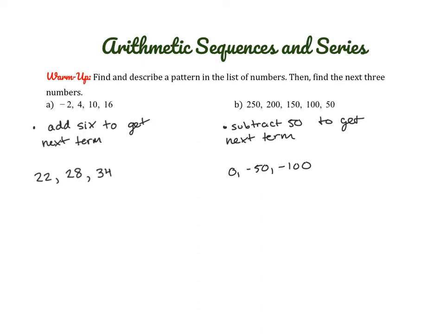Alright, go ahead and check your answers here. So hopefully you notice for the first list of numbers, the pattern is that you add 6 to get the next term. So our next three terms would be 22, 28, and 34. And for part B, you might notice that we're subtracting 50 to get the next term, so these would be our next three terms.